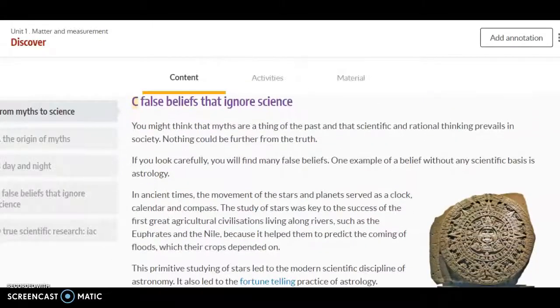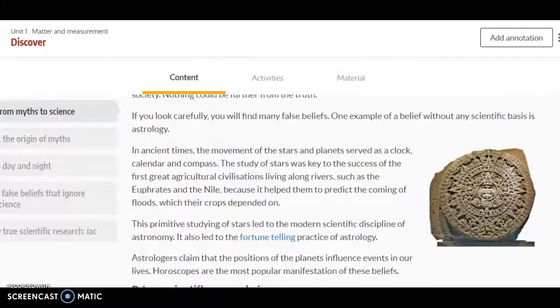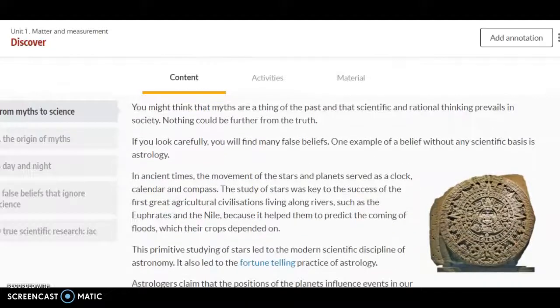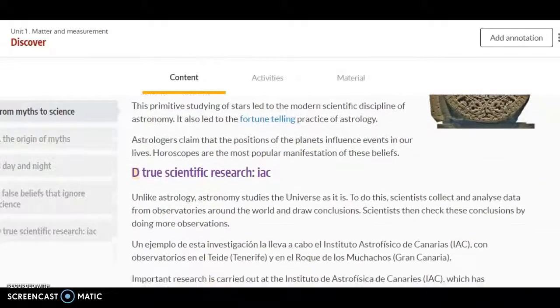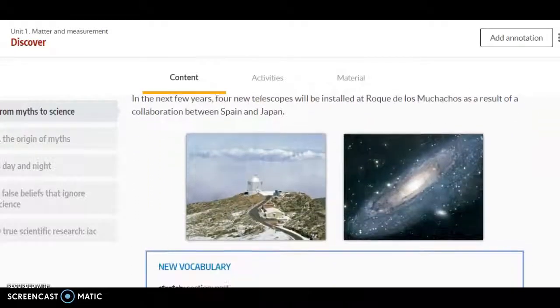Like I said, understand where astronomy and astrology come from. What is astronomy? What is astrology? Please understand the definition and know it for the test.